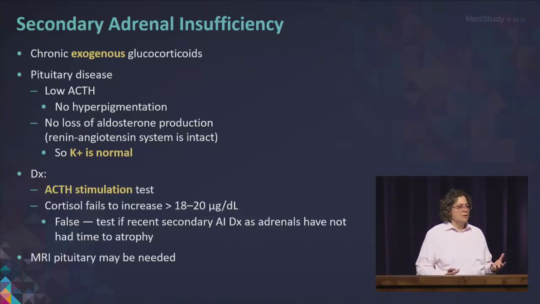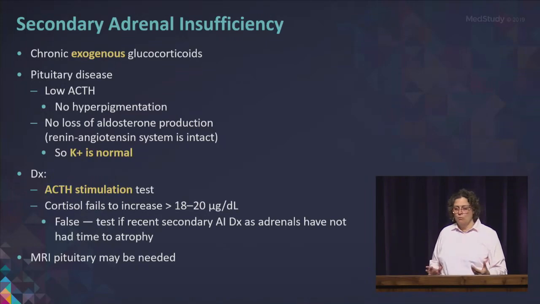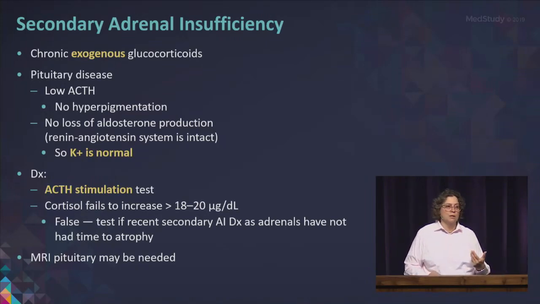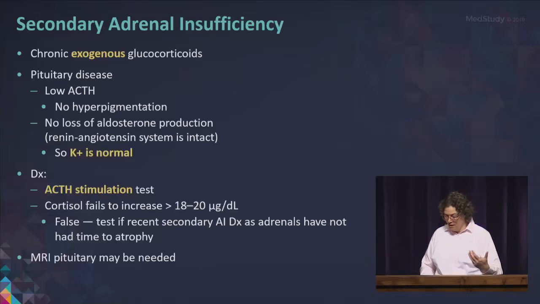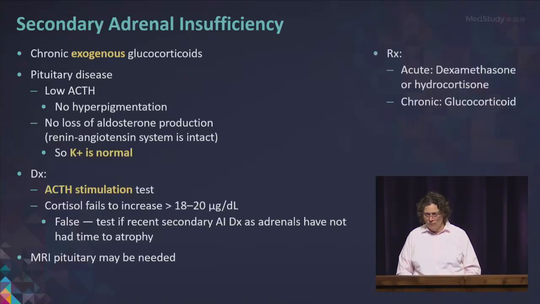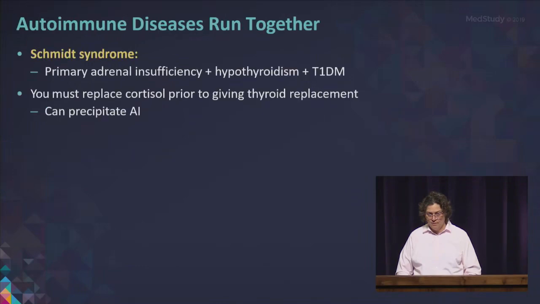Once you do diagnose secondary adrenal insufficiency, it would be prudent to image the pituitary to see what is going on, to find out the etiology. And again, acute is high-dose steroids, chronic high-dose steroids. You do not need mineralocorticoids because you still have your renin system that's intact.